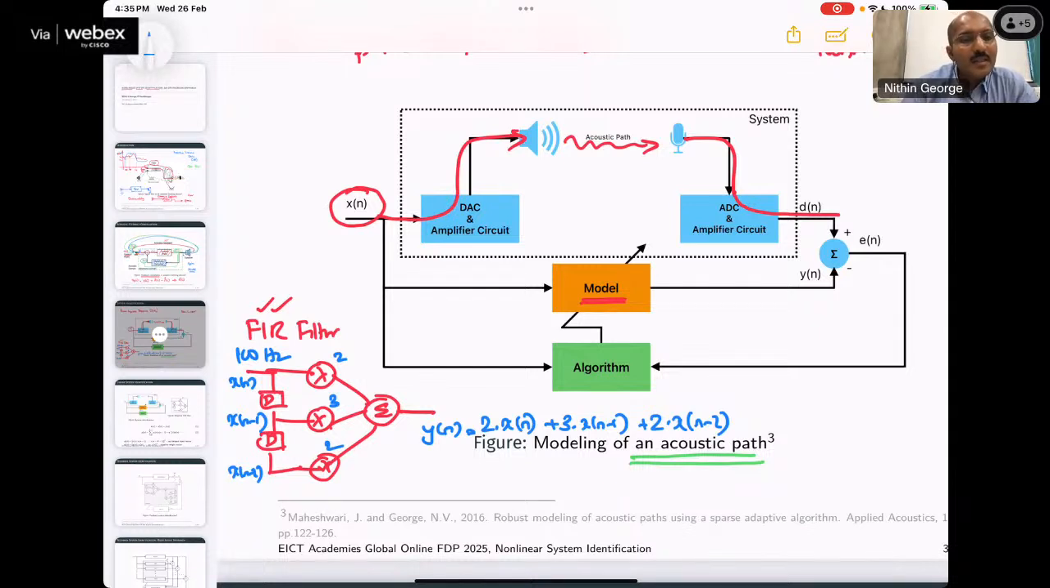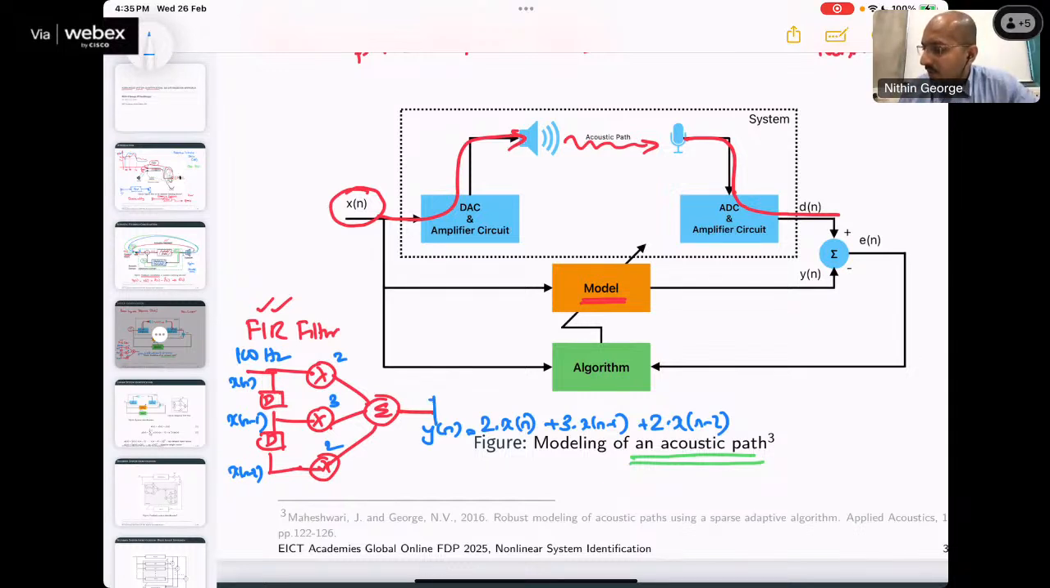So what we are seeing is that this system is not creating any new frequencies. Whatever frequency is there in the input, only those frequencies are coming in the output. But it's not necessary that every frequency in the input should come at the output. But you cannot find any new frequencies at the output in this case, in this linear system.